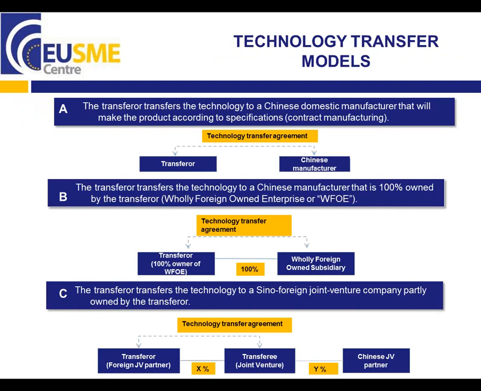Then I would like to briefly talk about the models you can have in a technology transfer, because it's not only a contract, although for medium and small companies of Europe, you will not quickly make an investment and set up an establishment in China. I think most of the time you will enter into a contract. But entering into a contract like the A model is that you transfer to a Chinese manufacturer the technology on agreement, and then the Chinese manufacturer will make the products, maybe transfer them back to Europe, or maybe sell them in the Chinese market. But it's all according to contract.